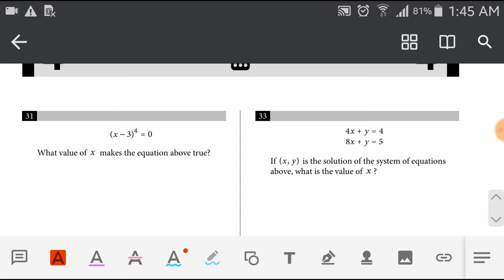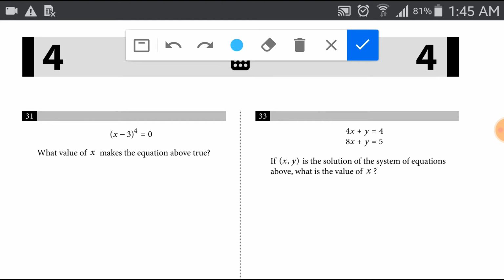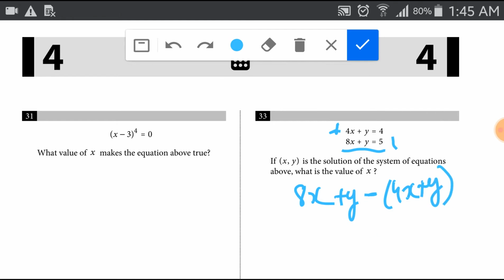Because I see that there's a y in both my equations, so it's going to be very easy to eliminate them. So I can just subtract the first equation from the second equation. And I can do that in my head because when I subtract them, when I do 8x plus y minus 4x plus y, the y's are just going to cancel out, and I'll be left with a 4x, and on the right hand side, it'll be a 5 minus a 4, and that'll just be a 1. So x right here is 1 over 4.